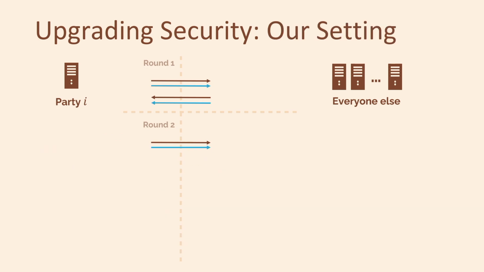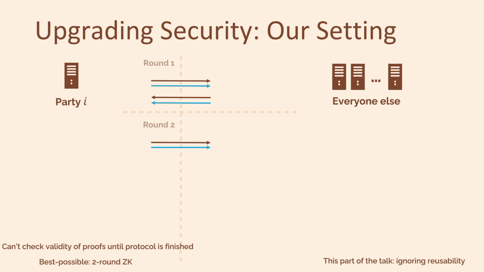For this part of the talk, I'm just going to ignore the reusability aspect of MrNISC. I'm just going to treat it as a two-round protocol. So what are our constraints in this setting? First, there's the round constraint, so we only have two rounds. And second, we also know that in the plain model, the best we can hope for in terms of zero knowledge is two rounds as well. This is because non-interactive zero knowledge is impossible without setup. So what does this mean for us? This means we can't check the validity of the proofs until after the protocol is finished.